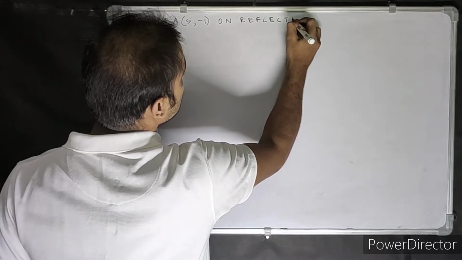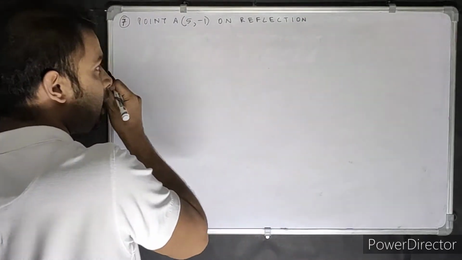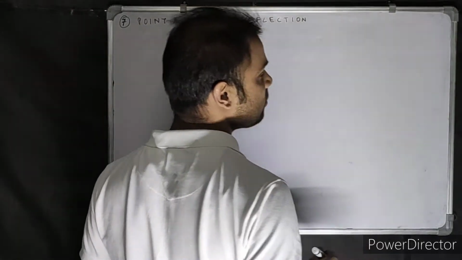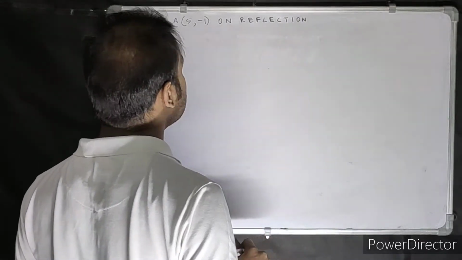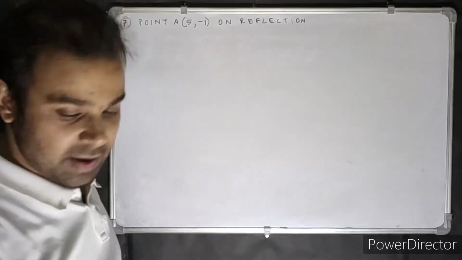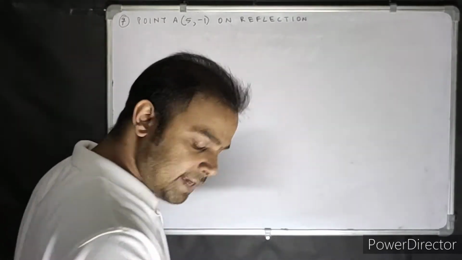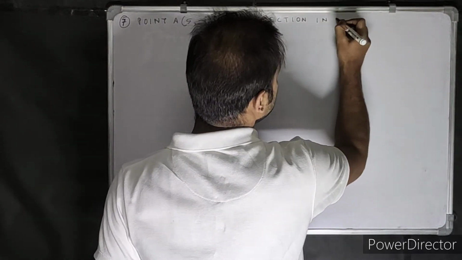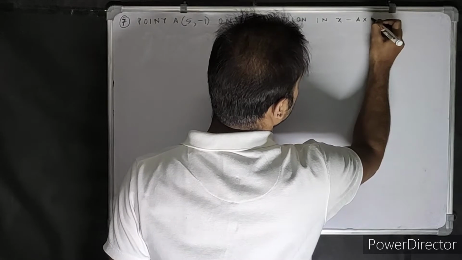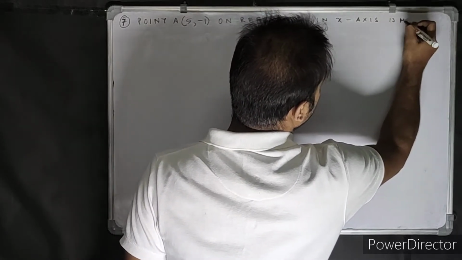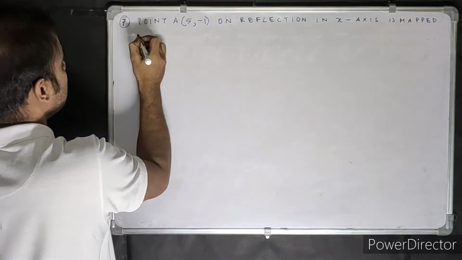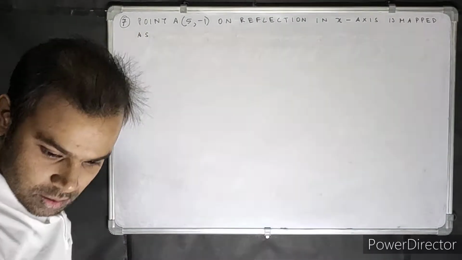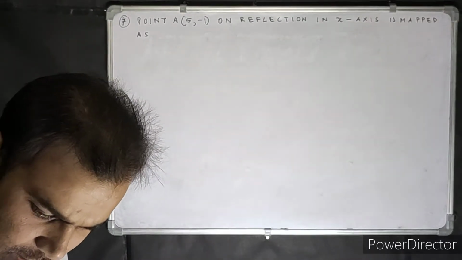This is reflection chapter question included in section and distance formula. Okay, distance or section for whatever. A point A minus 5 comma 1 on reflection in the x-axis is mapped as A dash.